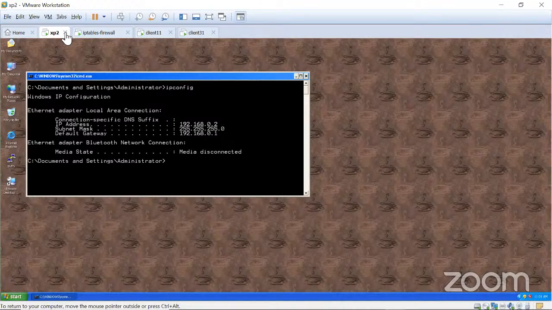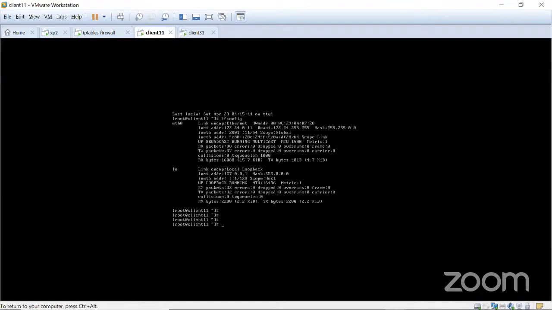Now in my case, 4 systems are there. XP2 is a Windows system. This is client 11, a Linux system. And please remember, I'm using virtualization, in which I have created 4 systems. And this is my firewall, the IP tables firewall. So let me first go to this client 11 and increase the font size a little bit.